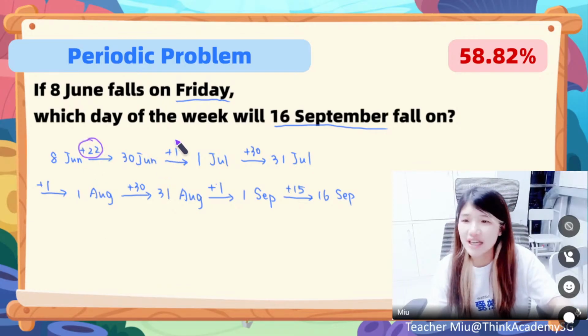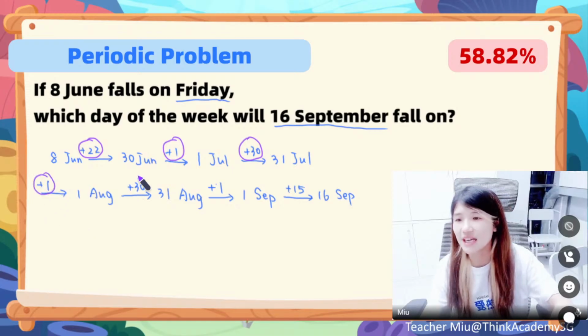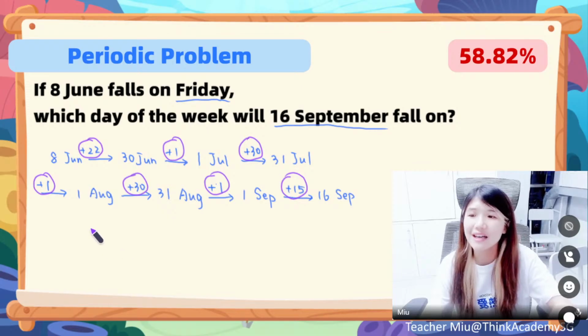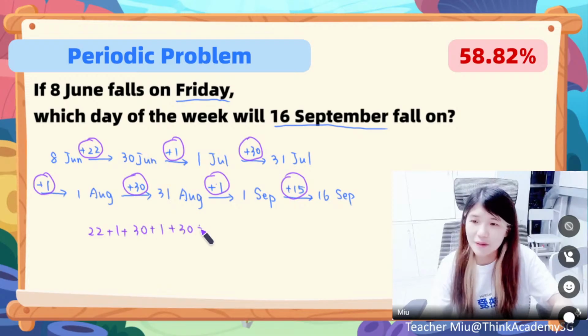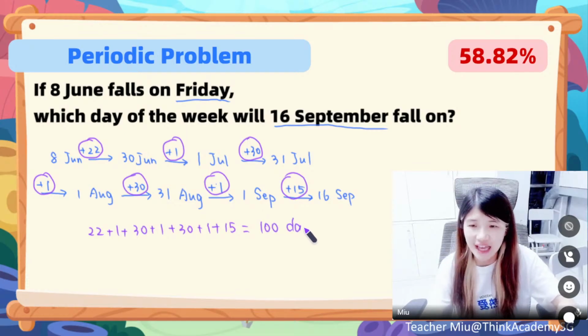You just add them up. 22 days later plus 1 more day later plus 30 days later plus 1 day later plus 30 days later plus 1 more day later plus 15 days later, which is 22 plus 1 plus 30 plus 1 plus 30 plus 1 plus 15. You can go to 100 days later.